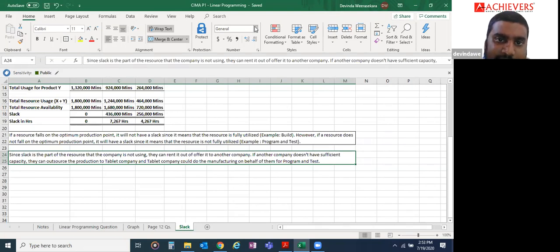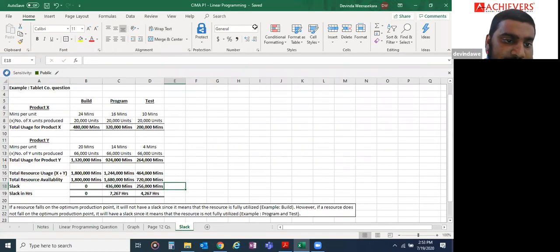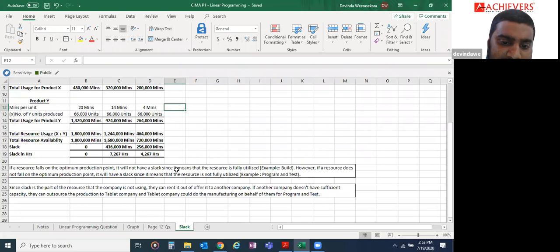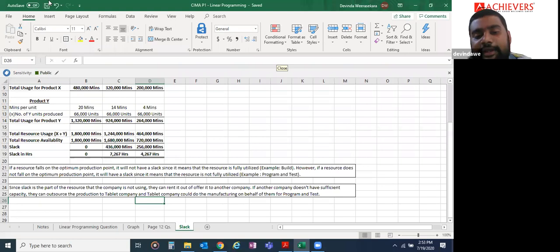Right. Clear guys on how to calculate. So first, what is slack? How to calculate slack? When does slack occur? What to do with slack? Are you all clear on that part? Any questions? All okay? No questions, no? Right.